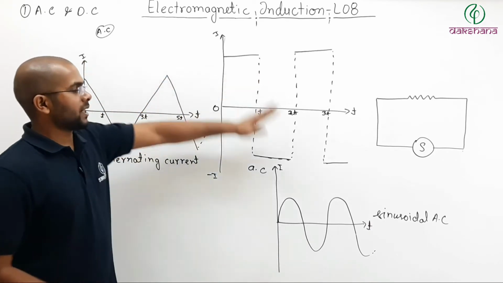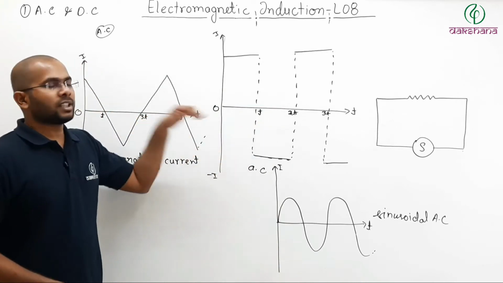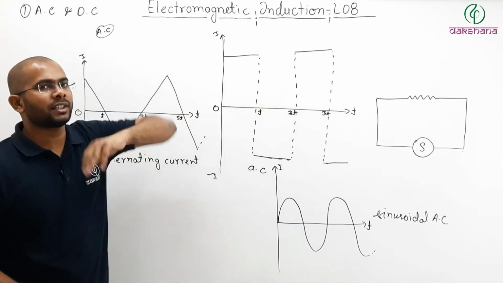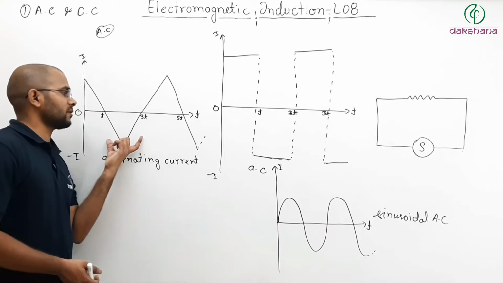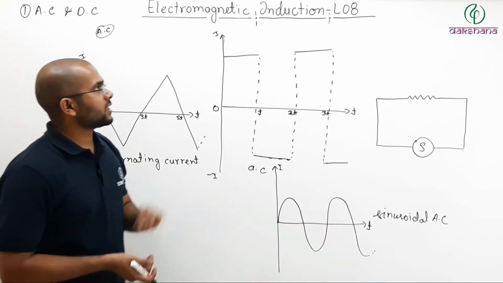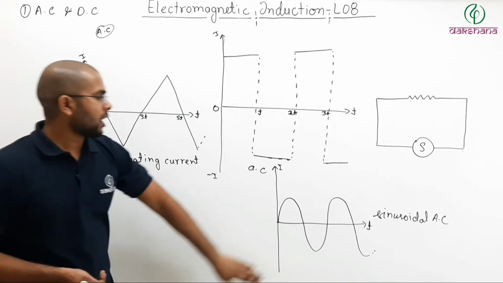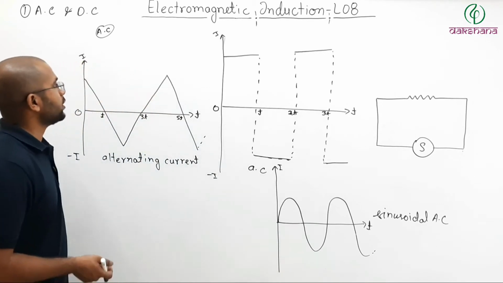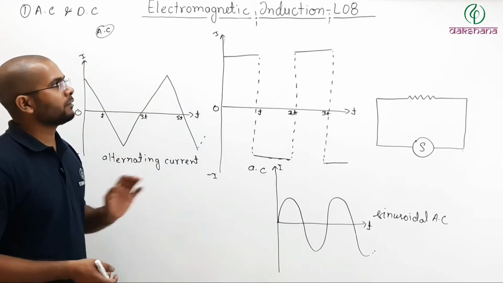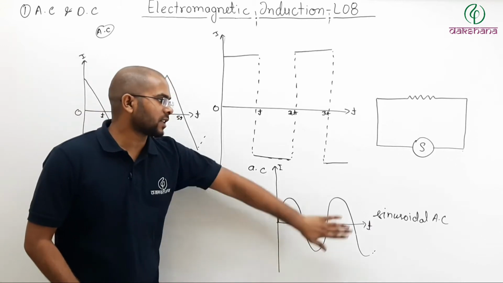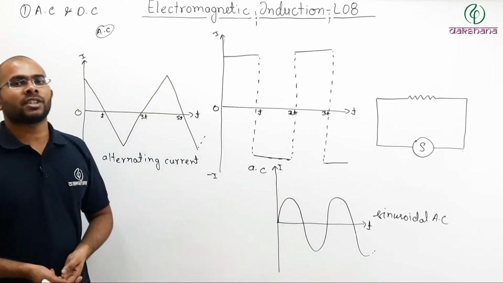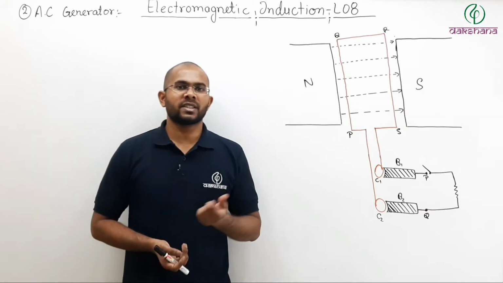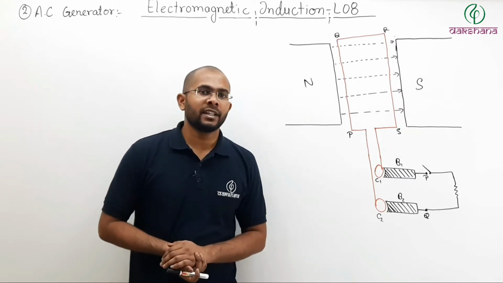Now even though all of them are AC, take this curve for example. How this AC current will be generated will be a little bit beyond the scope of your syllabus. Same is the case with this one. But in your syllabus, in this lecture, we are going to focus on how your sinusoidal AC current is generated. So pause the video, draw the graphs, note it down, and then we will start discussing the generation of sinusoidal AC or AC generator.